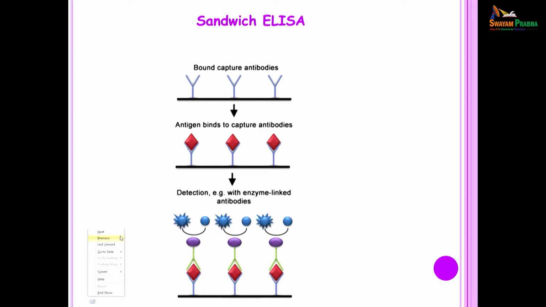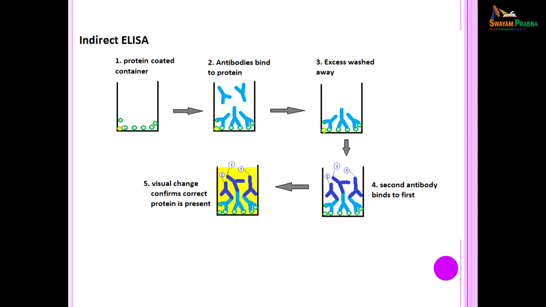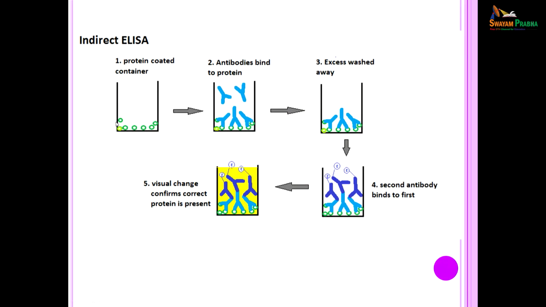In the indirect ELISA, you have a protein coated container. Antibodies bind to this protein. Antibodies which were present in patient's serum will bind to this. So, let us take an example, suppose we are diagnosing HIV. In HIV, we look for the antibodies in the patient's serum. So, the bottom of the well over here is coated with antigen against HIV. To this we will add the patient's serum. If antibody is present, it is going to attach to the antigen.